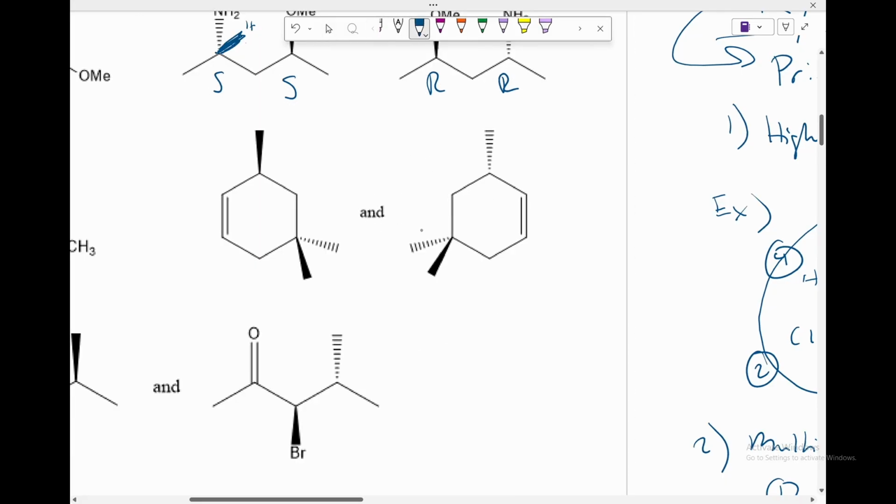if we drew a mirror, they kind of look like enantiomers, right? But notice that this wedge turned into a dash, right? So if I flip this, then I would get this. This double bond would be there, and then that, and then that, right? So these are technically identical.